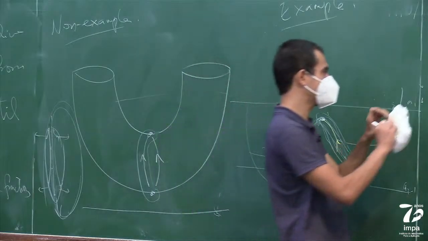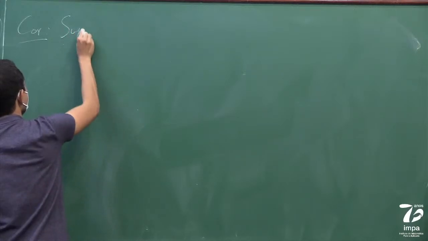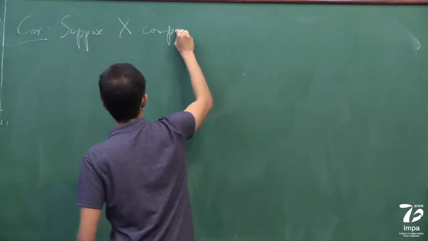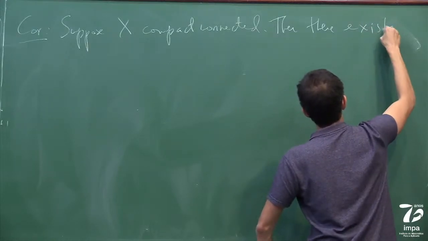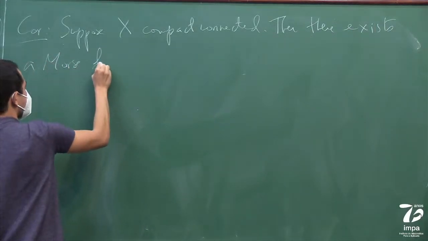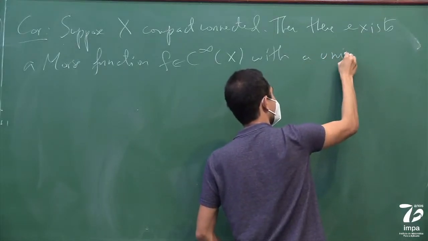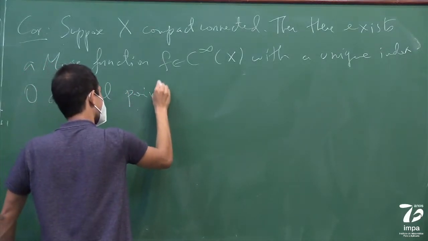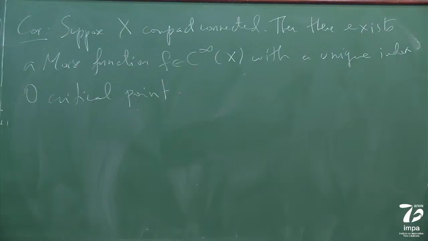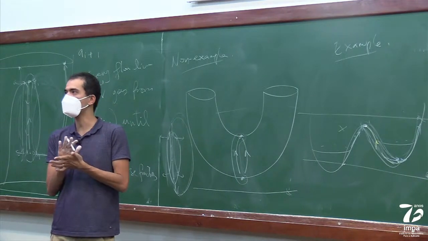And actually, a corollary of this construction, which is extremely nice, is the following. Corollary: suppose X is compact and connected, then there exists a Morse function with a unique index 0 critical point. So if the manifold is connected, then you only need one index 0 critical point. You only need one zero handle. And that's it. You don't need any more than that.